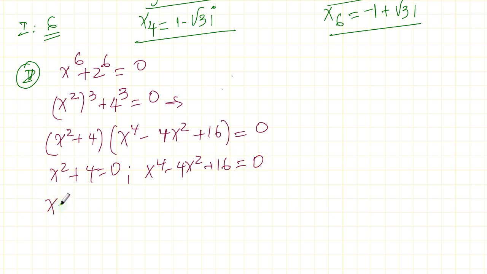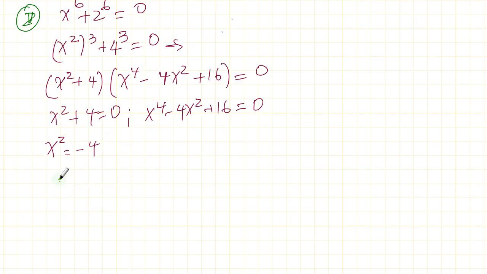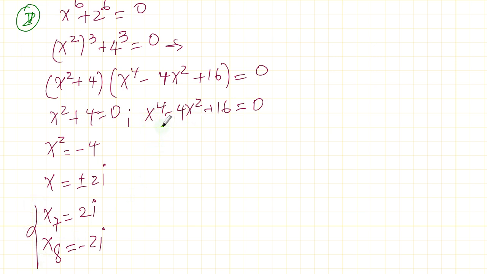So we have then x squared here is going to be negative 4, and from here we're going to have x equals plus or minus 2i, because this will be the square root of negative 4. So we have then x7 is equal to 2i, and x8 is going to be equal to negative 2i. Okay, so from here let's solve this as well.